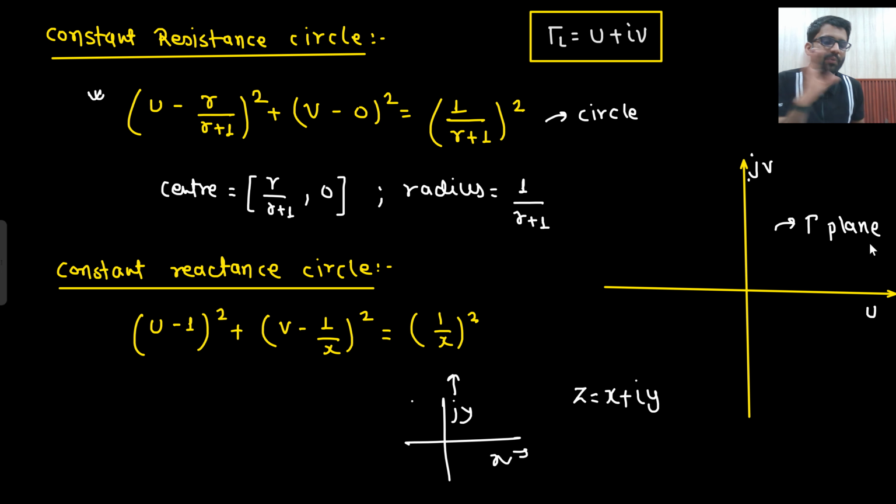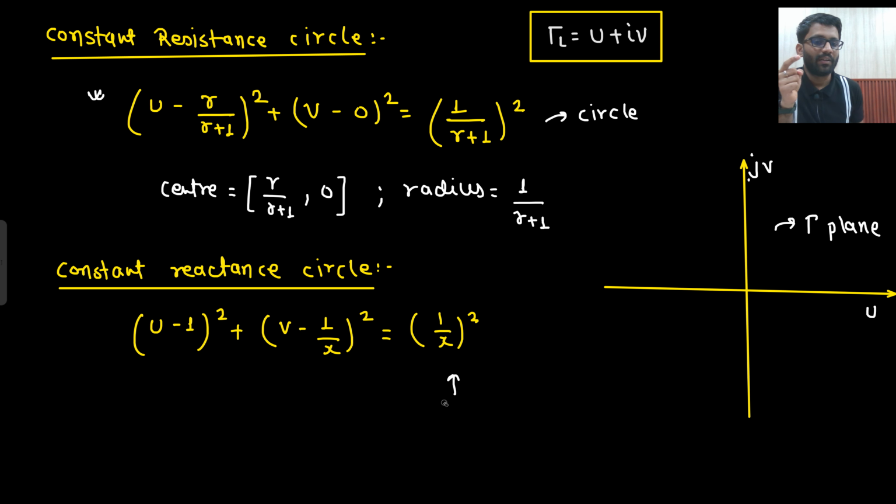So what you need to do is that you need to map something on gamma plane. What are you going to map? What do you think we are going to map? We are going to map ZL dash on gamma plane. Because what is your ZL dash? ZL dash is R plus jX.